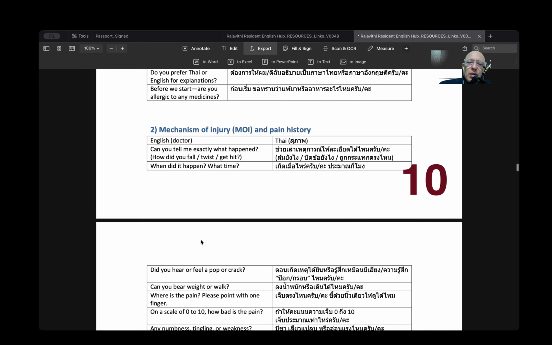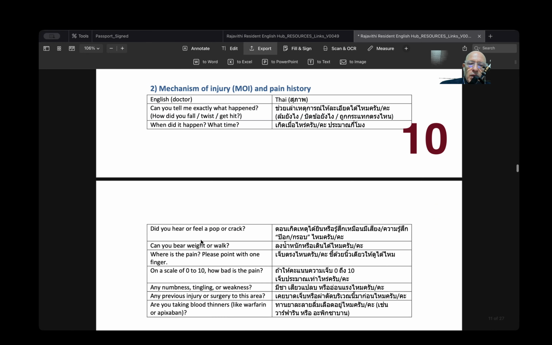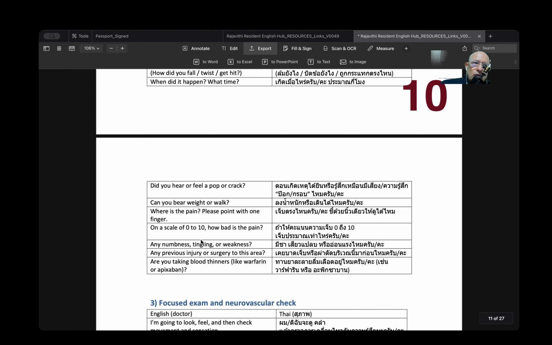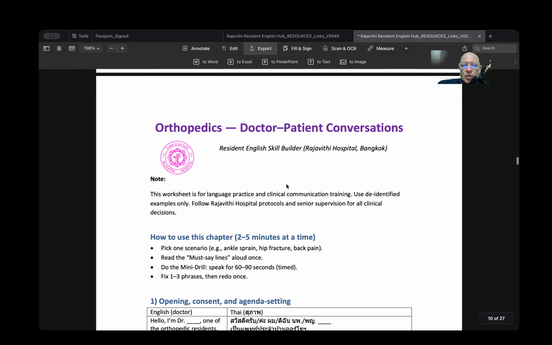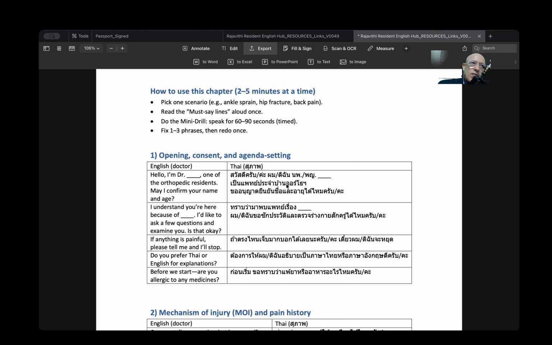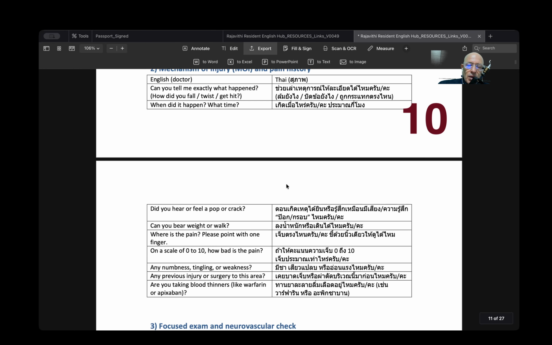Mechanism of injury and pain history. I don't claim to have much knowledge about orthopedics. You may find these questions spot on, or you may say, no, we don't really use those types of questions. I'm interested in feedback on this. Now, Thai translation, from my perspective, I think it's accurate. You may find it's not. Let me know. AI can always make mistakes when you least expect it.